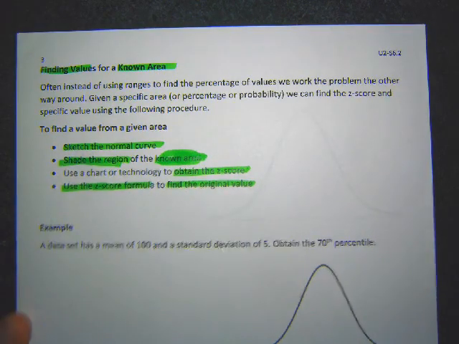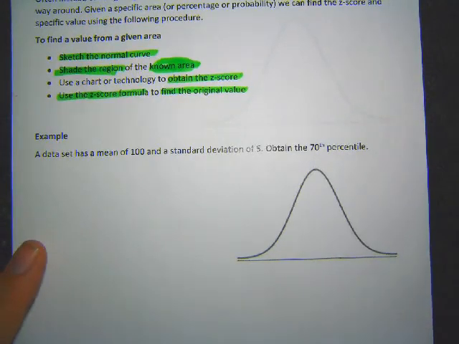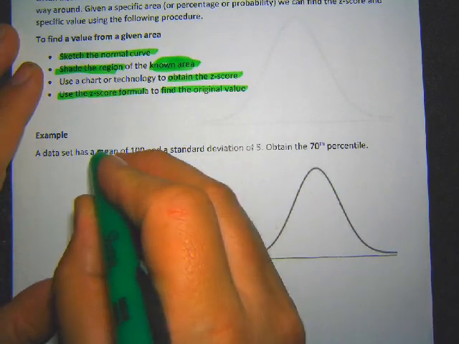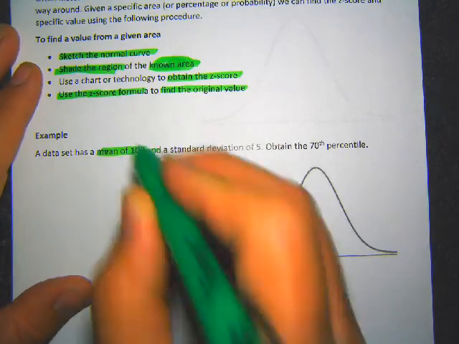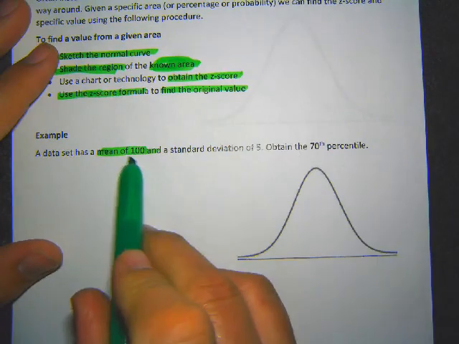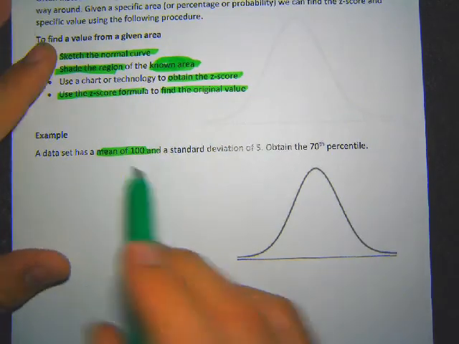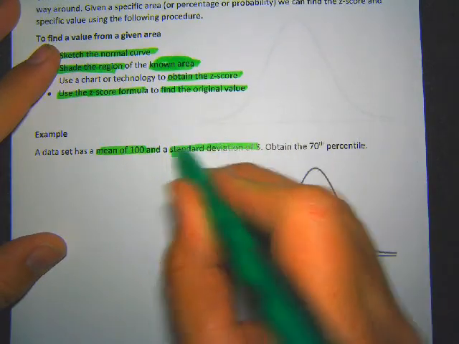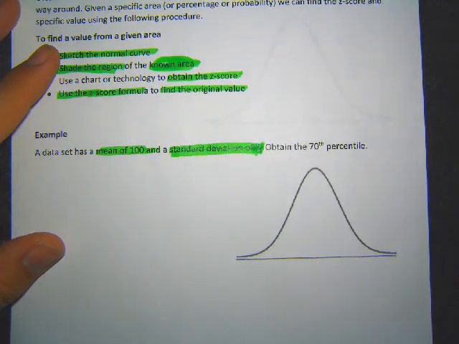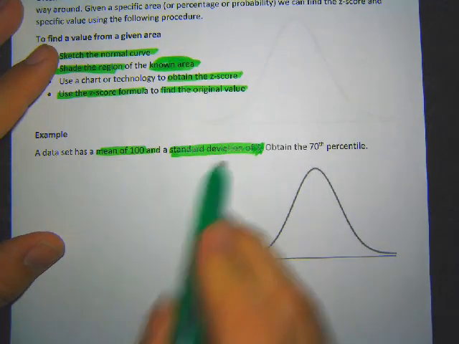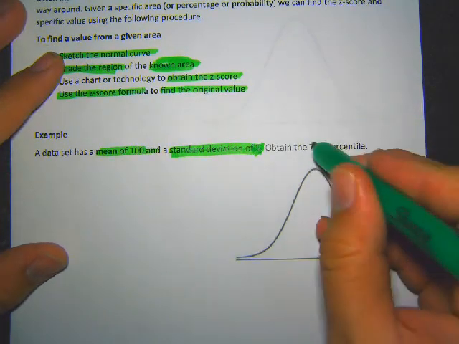Okay, so let's look at an example. We have a data set that has a mean of 100. They're going to give us the mean again, because these are not standardized, they're not z-scores, so we have to have a mean because it's not just 0. The standard deviation is 5. That's the big difference here, they're not just standard scores, so we have to know what the mean and standard deviation are. And they want us to find the 70th percentile.